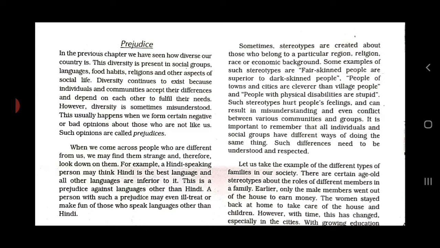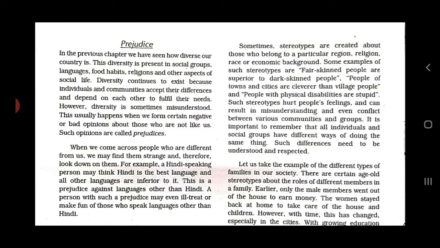Okay, now people of towns and cities are cleverer than village people. This again is another stereotype depending upon the place they are living, the region. So what they are telling over here is that the people who are living in towns and cities are more clever, more smart than the people who are living in village areas. So this is wrong. A person who is living in a village area can also be clever. Understood? These stereotypes we have created.